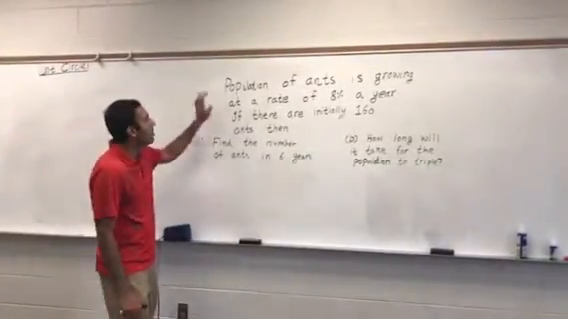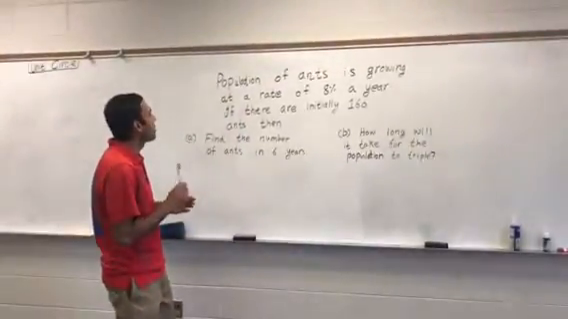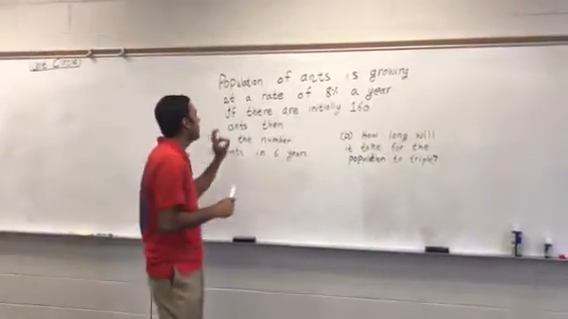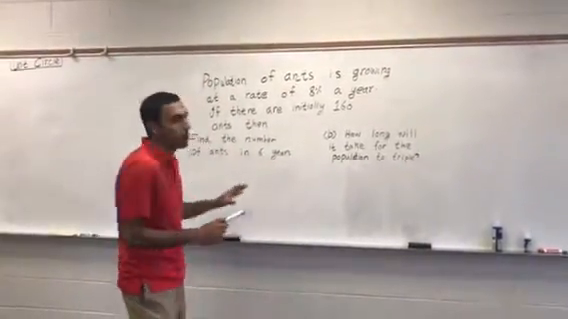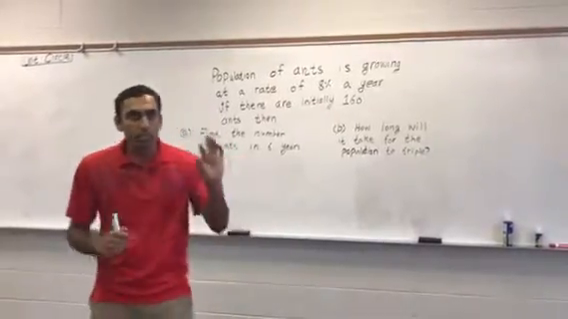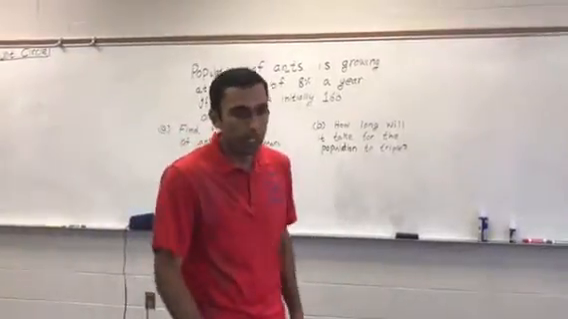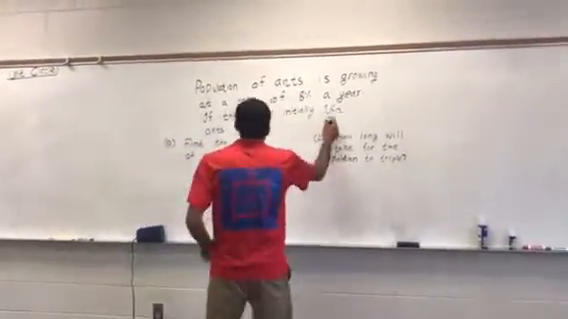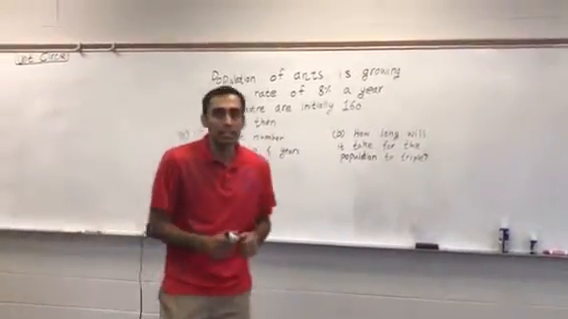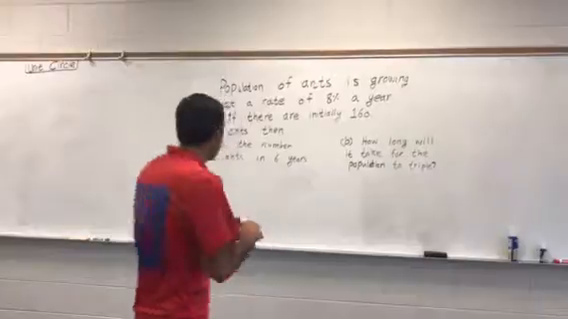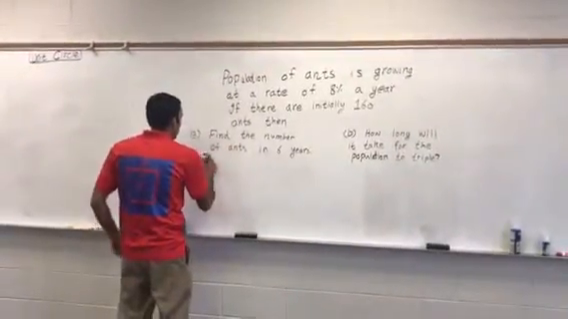Hello class, so for this problem, the population of ants is growing at a rate of 8% per year. The fact that it's talking about percentage should tell you that you're going to need an exponent somewhere. If initially we're starting with 160 ants, then how many ants will there be in 6 years? That's the question.